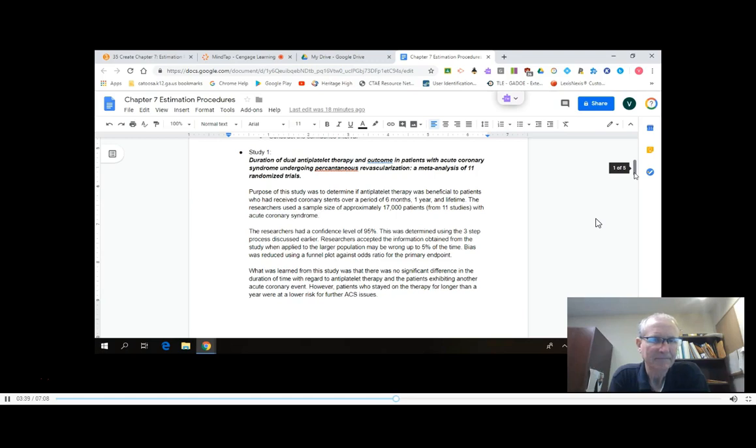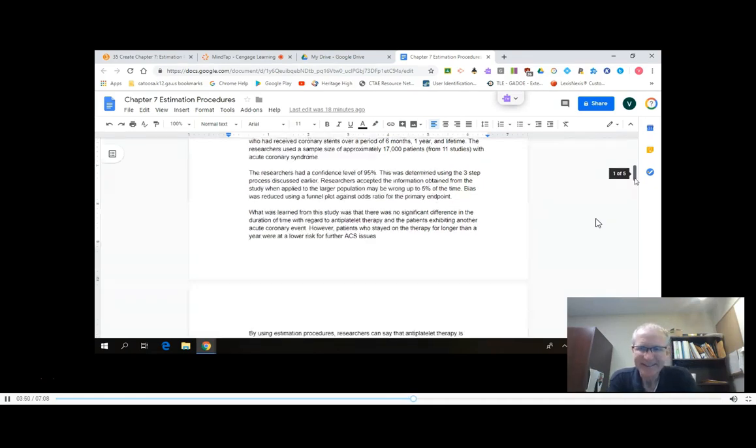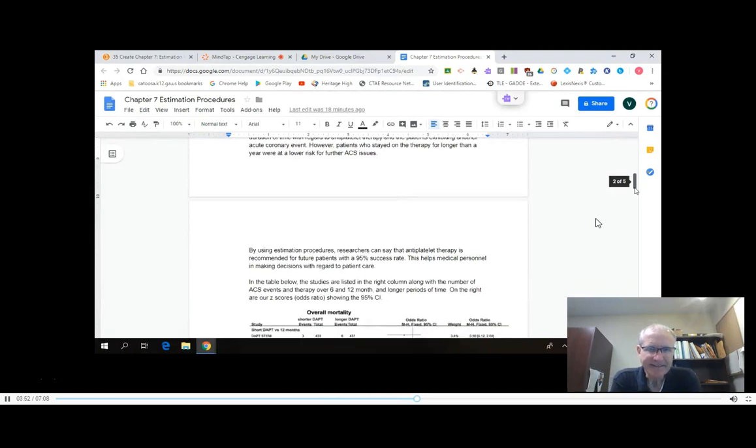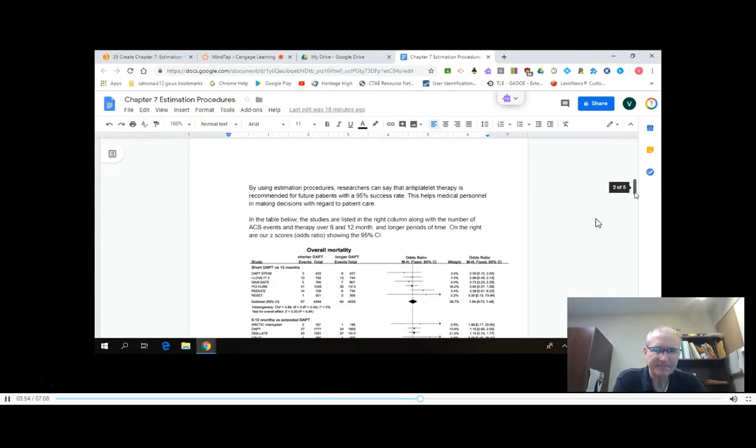However, patients who stayed on the therapy for longer than a year were at a lower risk. So between 6 and 12 months wasn't a whole lot of progress, but longer than 12 months, there were lower risk issues for further acute coronary instances. So by using estimation procedures, researchers can say that the antiplatelet therapy is recommended for future patients.